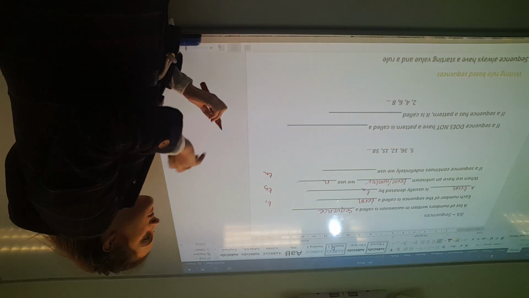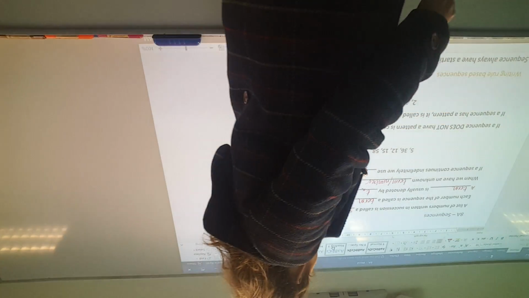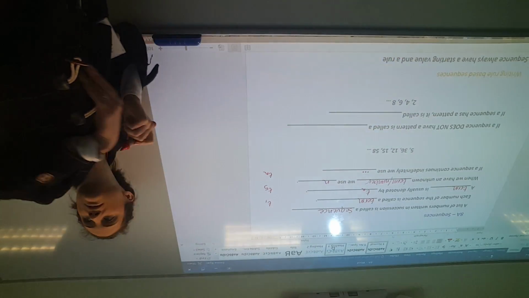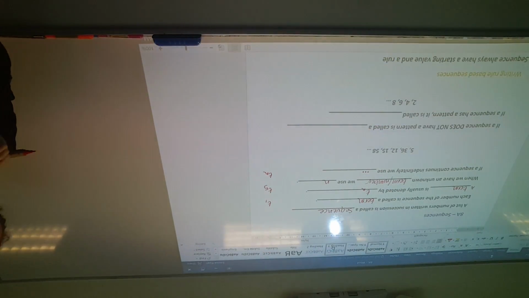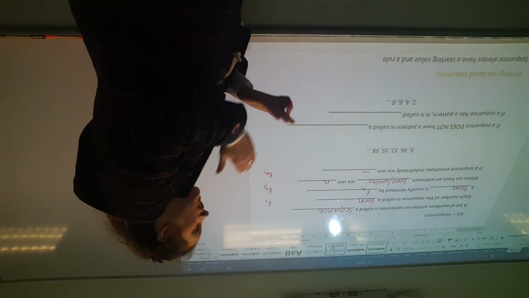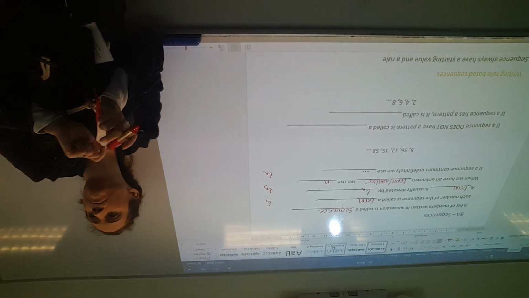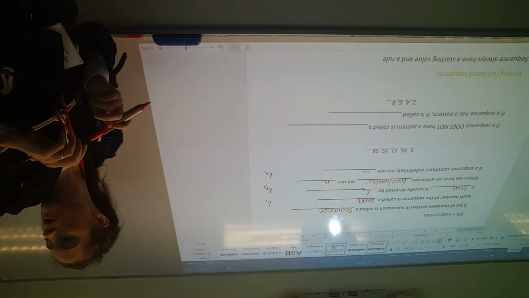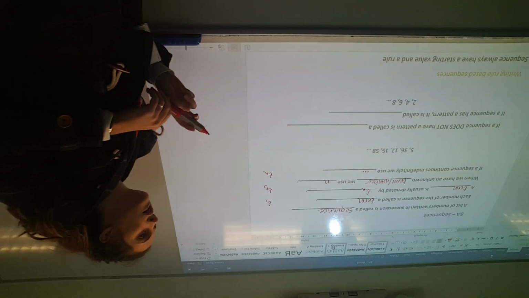And if we've got a sequence that continues indefinitely, we're going to use three little dots to say this sequence keeps going. Some sequences won't. Some sequences will have a definite end. Some will keep going. Any questions so far?